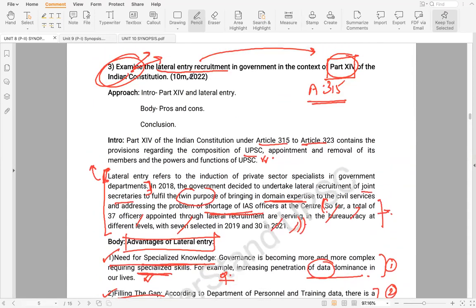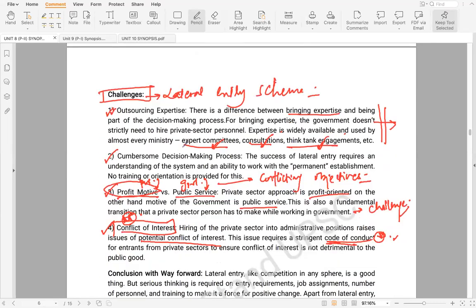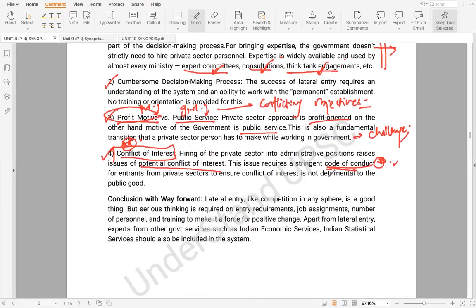Yes, it's a 10 marker. So this issue also requires a stringent code of conduct for entrants from private sector to ensure the conflict of interest is not detrimental. You can here also try to mention the example of how Vijay Mallya was, although the managing partner or director of Kingfisher, yet was included as a member on the panel constituted by the Ministry of Civil Aviation, right? So this is a conflict of interest.